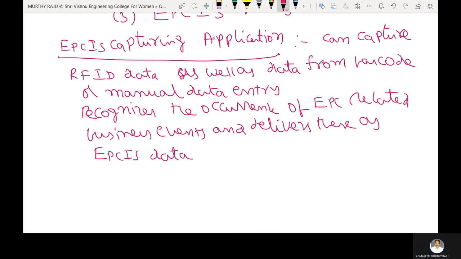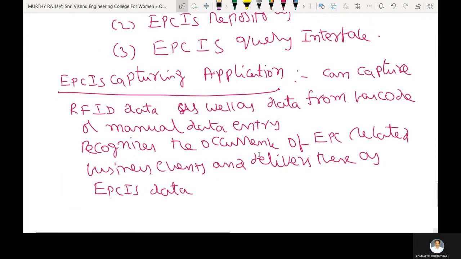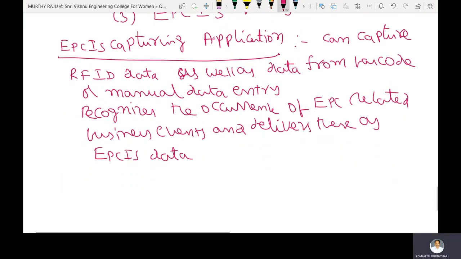Coming to the capture interface. Capturing application completed. Next, the capture interface. The capture interface provides a path for communicating EPCIS events generated by EPCIS capturing applications to the other roles. Next, the EPCIS capture interface.